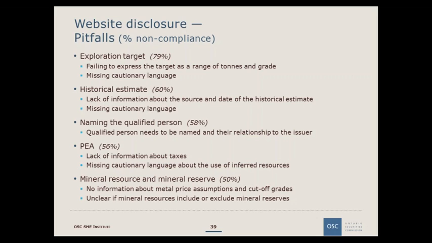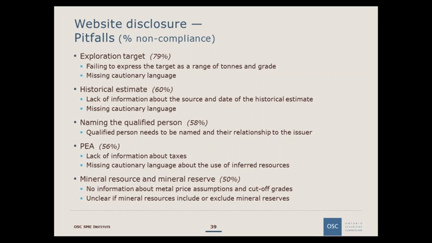So the things that we saw were that in exploration targets there was a failure to express the target as a range of tons and grade. Sometimes people would simply say that they were looking for a 2 million ounce gold deposit, or that the exploration target disclosure missed cautionary language. Historical estimate, again, missing cautionary language, but also a lack of information about the source and date of the estimate.